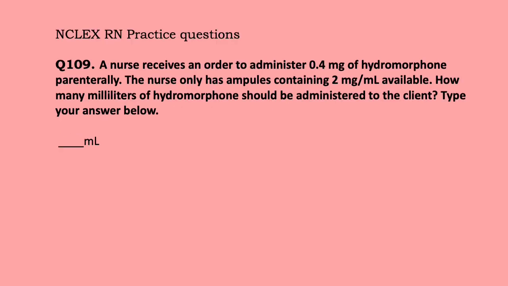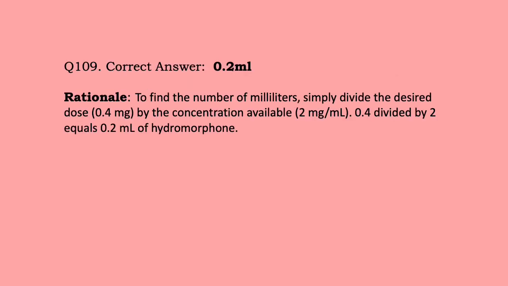NCLEX RN Practice Questions. Question 109. A nurse receives an order to administer 0.4 mg of hydromorphone parenterally. The nurse only has ampules containing 2 mg per milliliter available. How many milliliters should be administered to the client? Your answer below. Correct answer, 0.2 milliliters.